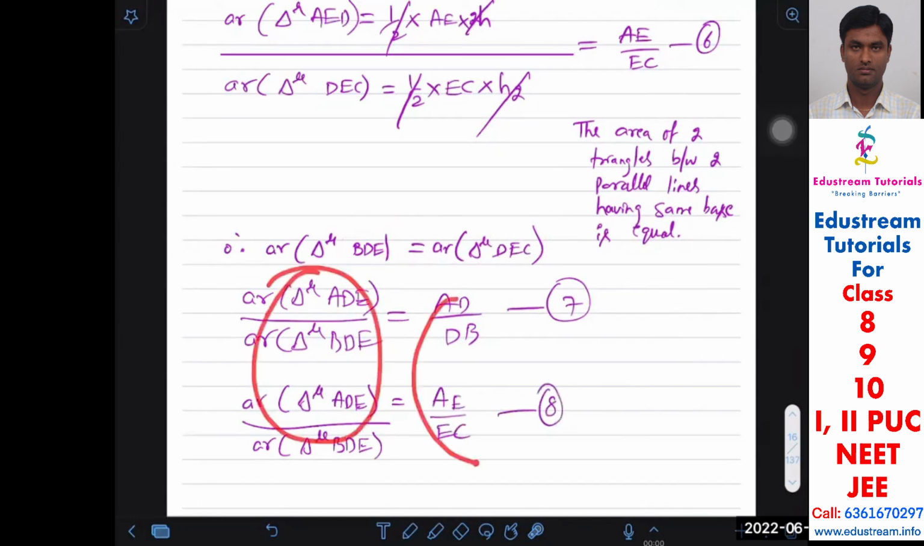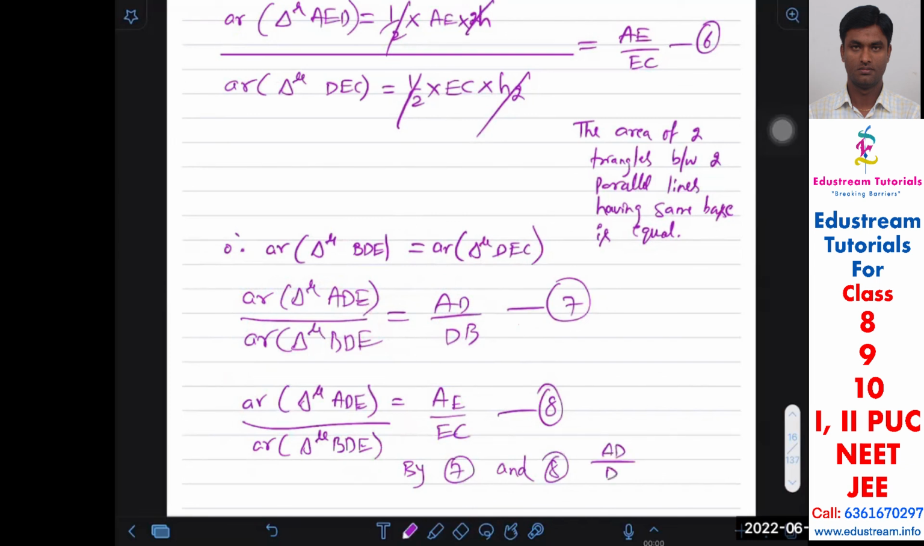Now look at the LHS and the RHS of 7 and 8. See, the LHS are equal, the RHS are different. The left hand sides of both equations 7 and 8 are equal. So what I am going to do is equate 7 and 8. By 7 and 8, what do we have? We have AD by DB is equal to AE by EC. This is our proof.